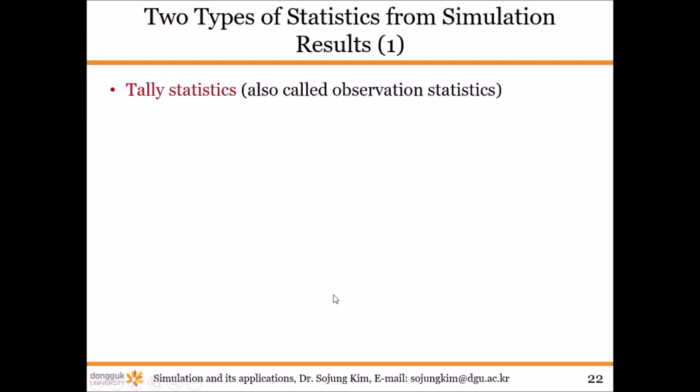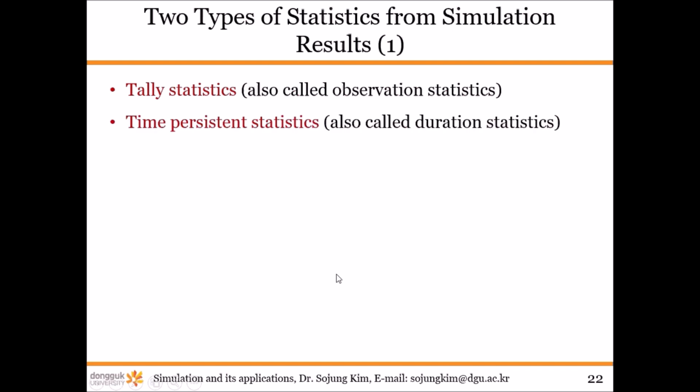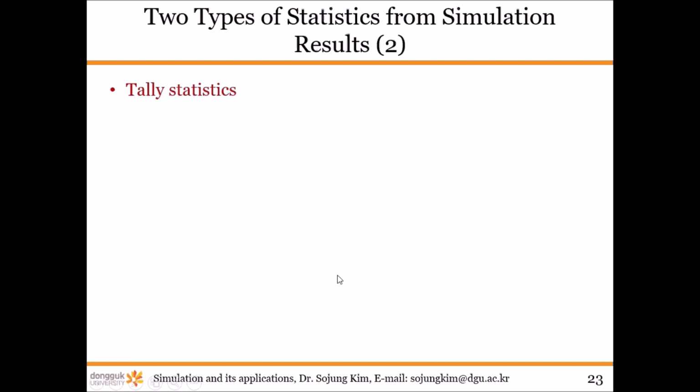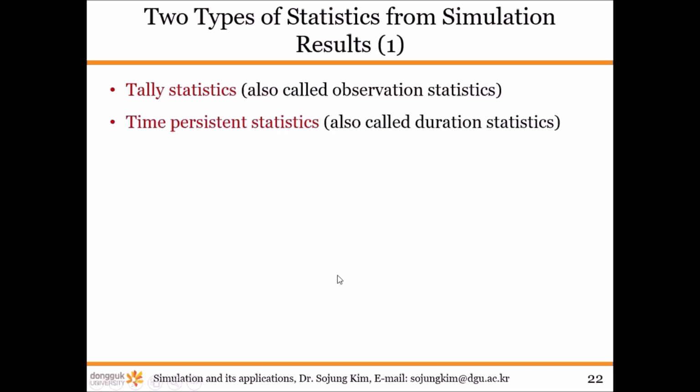All right, so there are two types of statistics from simulation results. One is tally statistics, and the next one is time persistence statistics. Tally statistics are also known as observation statistics, and time persistence statistics are known as duration statistics.